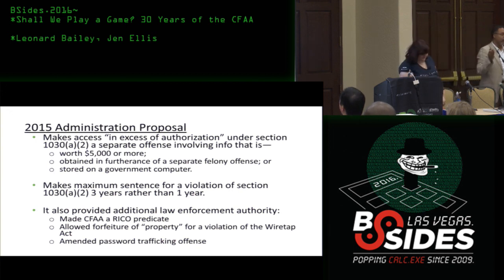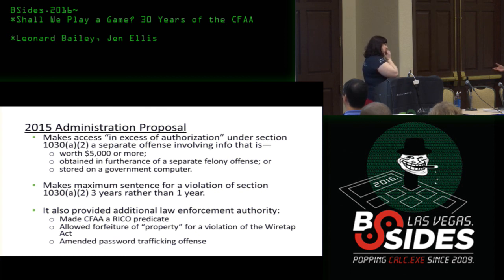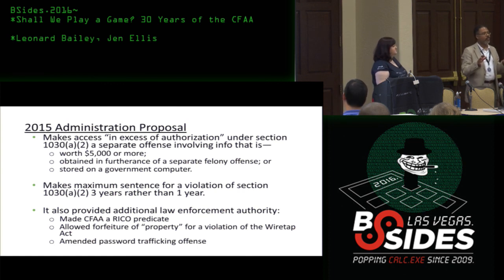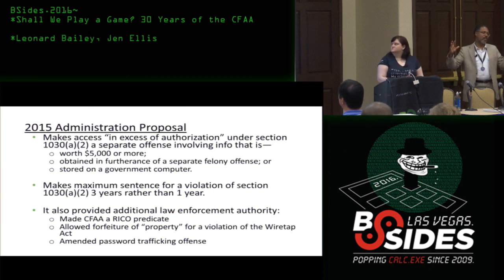But administration proposal. Last year, the administration had its own proposal for dealing with the CFAA. Actually, what we see as one of the problems about the CFAA is not so much the authorization issue, but that it applies to any information. So if you obtain any information, essentially, under the CFAA, under A2, you are facing potential of a criminal prosecution. What we would propose is to cabin the information proposal to make that more specific to a certain type of information that will be more indicative of criminal conduct.